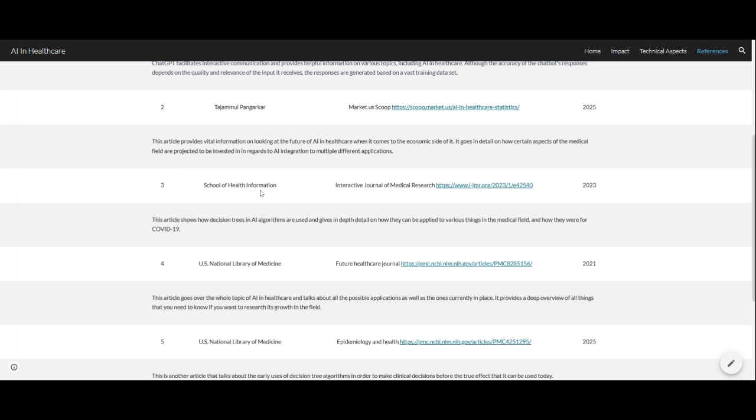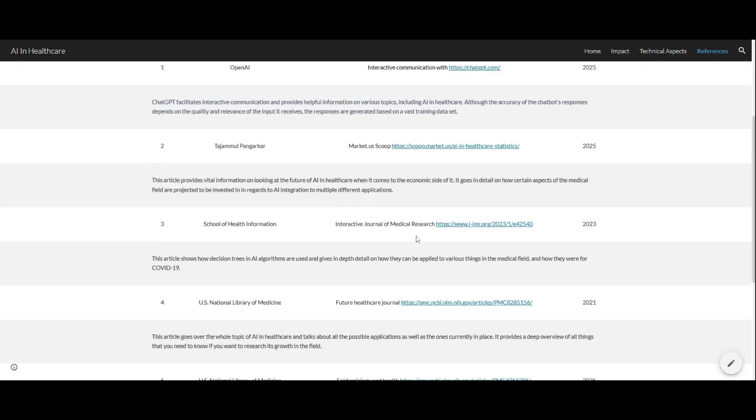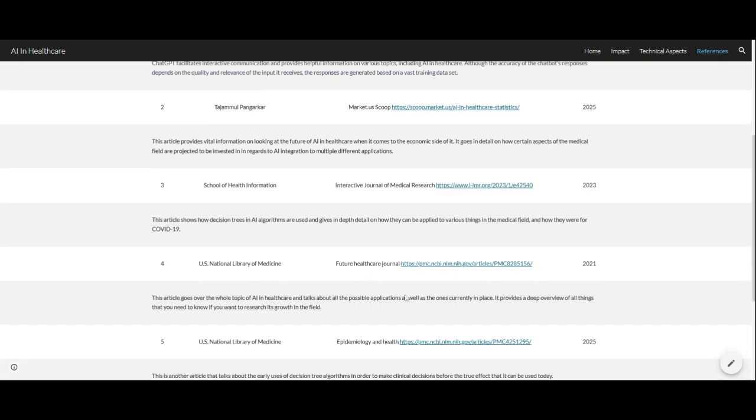I then go to the School of Health Information, talking about how decision trees and AI algorithms are used, and it gives details on how it can be applied to various things and how it was used for COVID-19. That's what's in this article. This article goes over general AI and healthcare things, the basics, like if you want to start researching this topic, this is where I landed at the beginning. So I had this here.